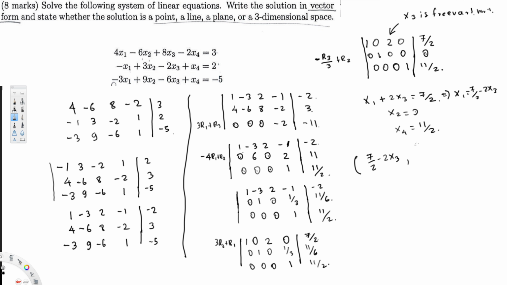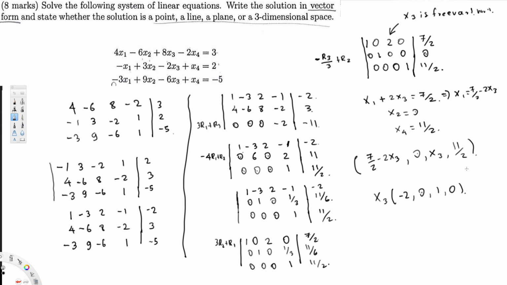Then x2 is going to be 0. x3 is going to be itself because it's a free variable. And x4 is going to be 11 by 2. And if I take the x3 common, this is going to be minus 2. In this one we don't have a free variable, so this is 0. We have a 1 x3 right here, it's 1. And we don't have any x3 right here, so it's 0. So this is the final answer.